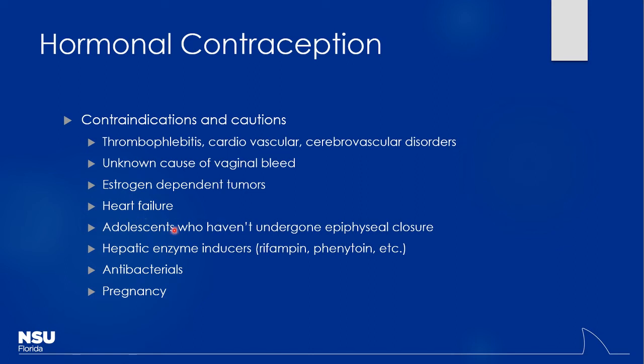Why do you think we wouldn't want to use it in adolescents who haven't undergone epiphyseal closure? Because we said estrogens, which will normally peak up during puberty, will close those. So it may lead to decreased stature. That's a concern for those types of patients. If you're doing it too early, it may lead to growth stunting potentially, right?